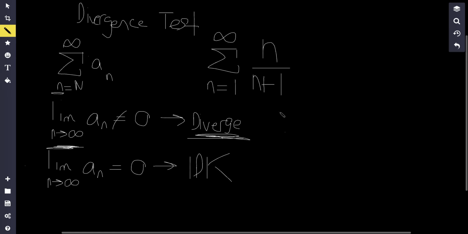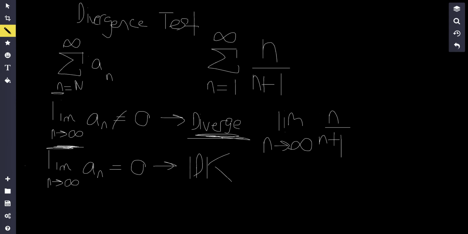What I'm going to do is say, okay, the limit as n approaches infinity. So as my terms get bigger and bigger, what is n divided by n plus 1 approaching as our n value gets bigger and bigger? Now, the shortcut way to do this is you just want to focus on the biggest terms.